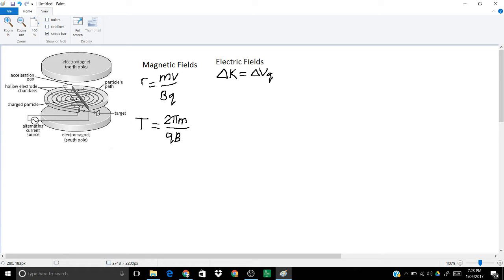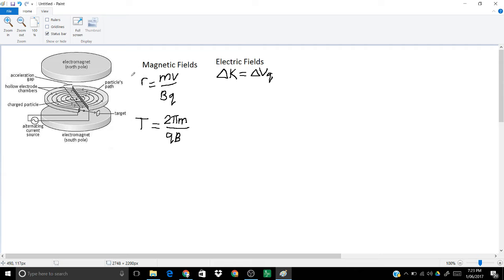Now, you may ask, okay, well, if you move from left to right and you get accelerated, won't you decelerate as you move from right to left? The brilliance of this design is they have an alternating current source. And it's actually very simple because we'll pick up a couple of equations that we've actually used already.